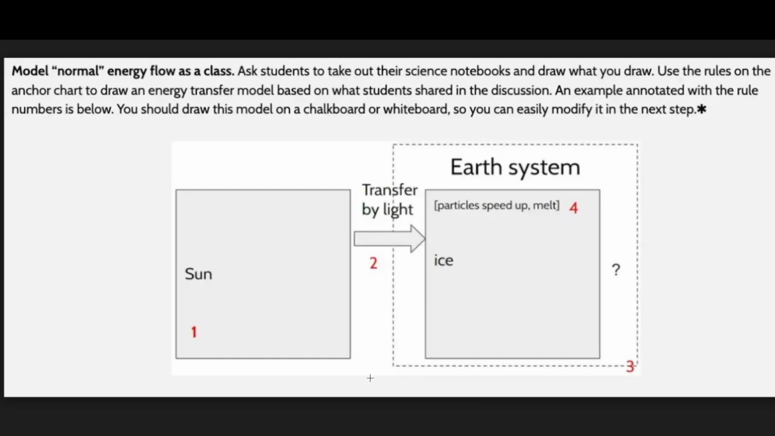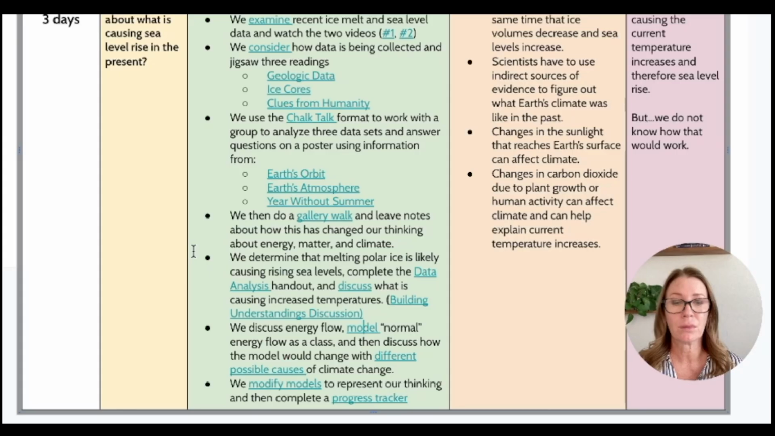And so rule number 1 is objects are represented with a square. You can draw this square and it represents the sun. Ice is an object, so it's represented with the square. So you're going to go through each rule and represent it using a very normal energy flow model. And then we're going to discuss how this model might change in different scenarios.